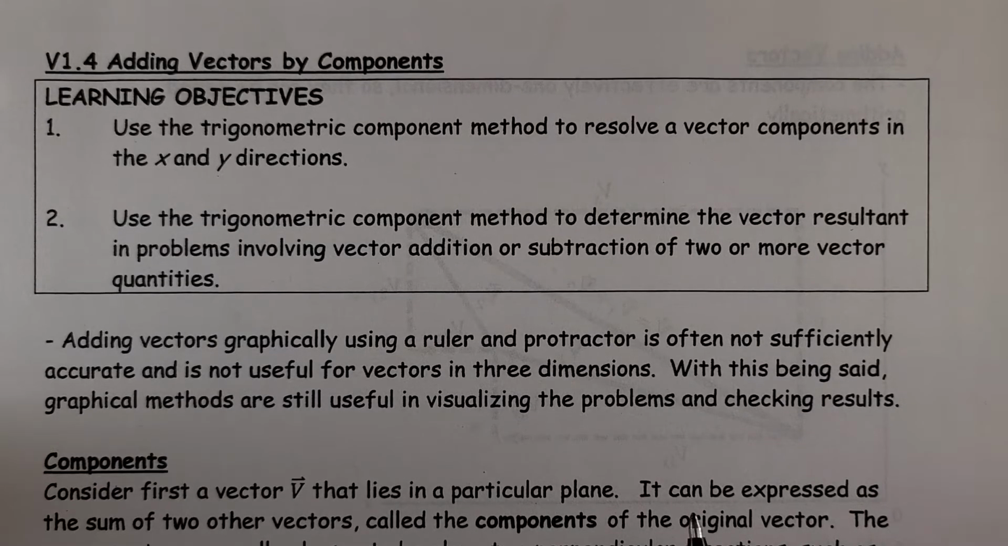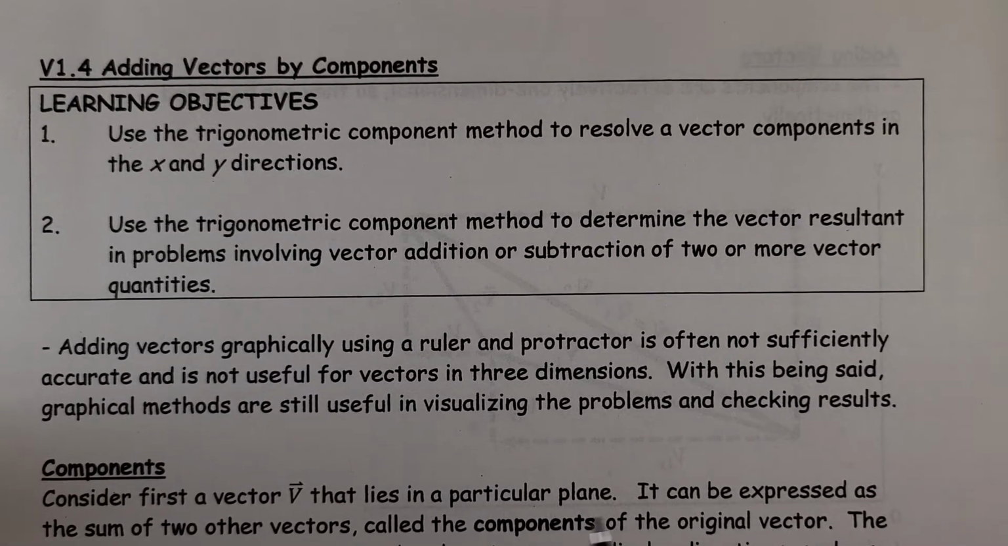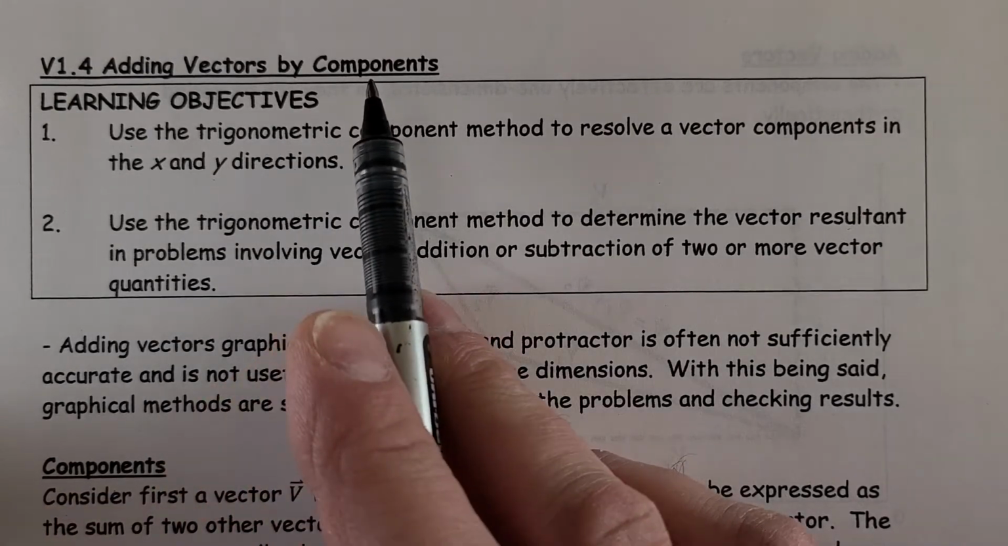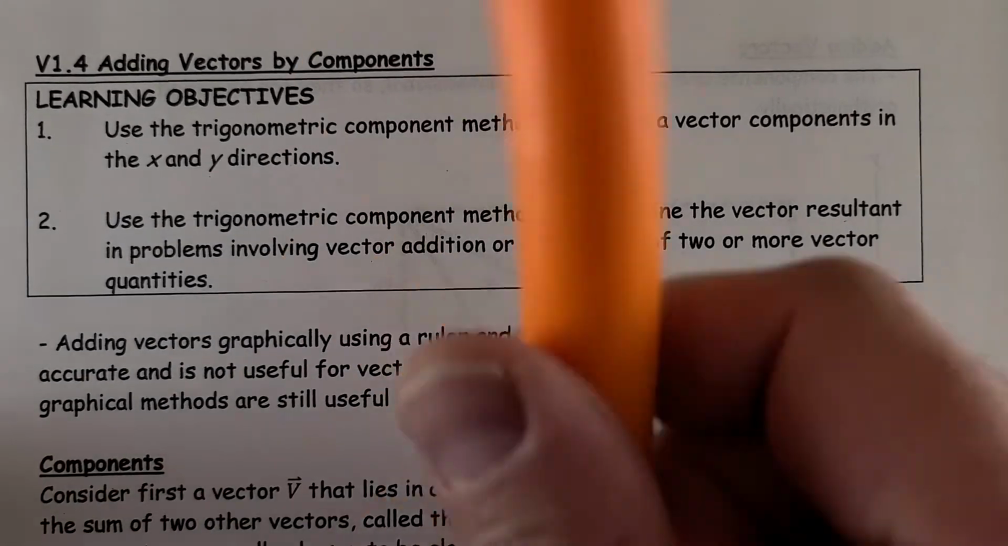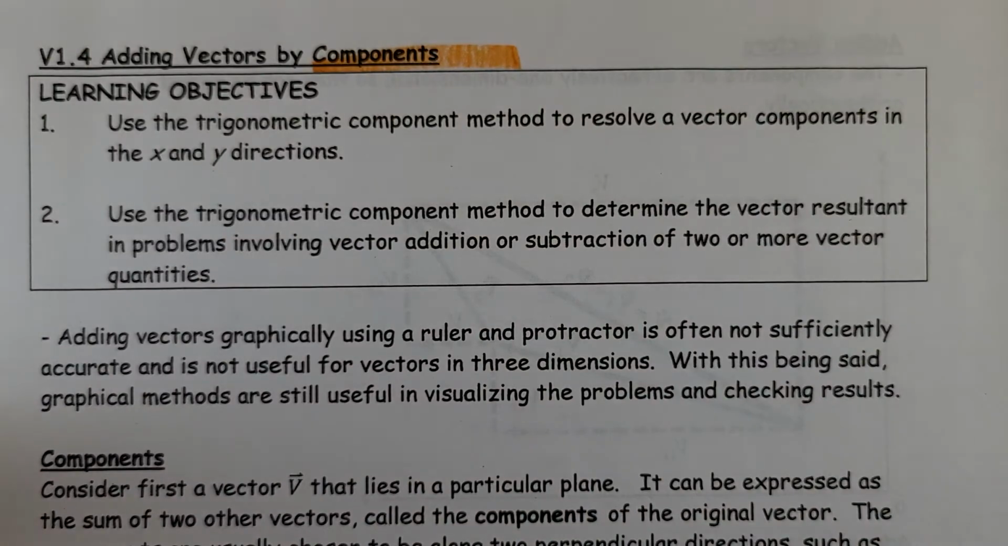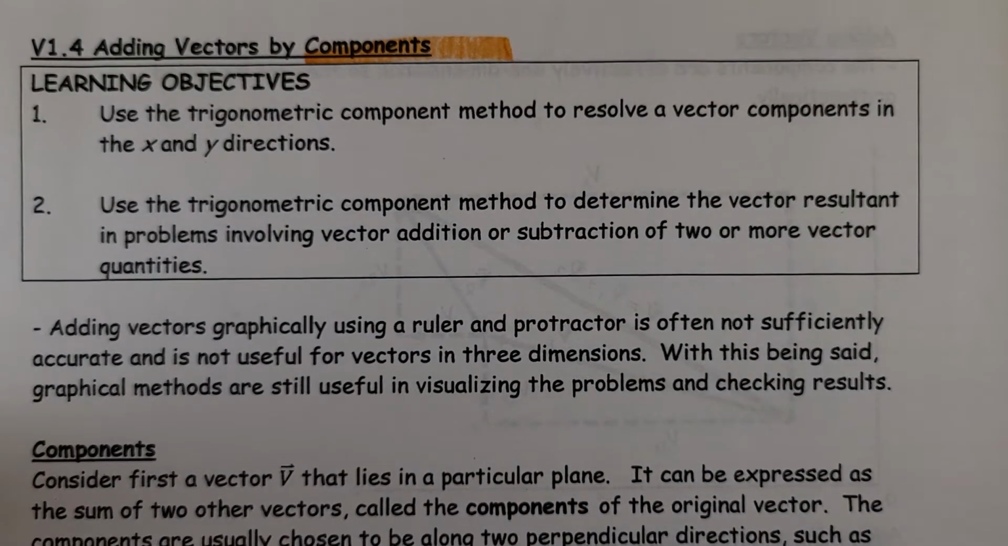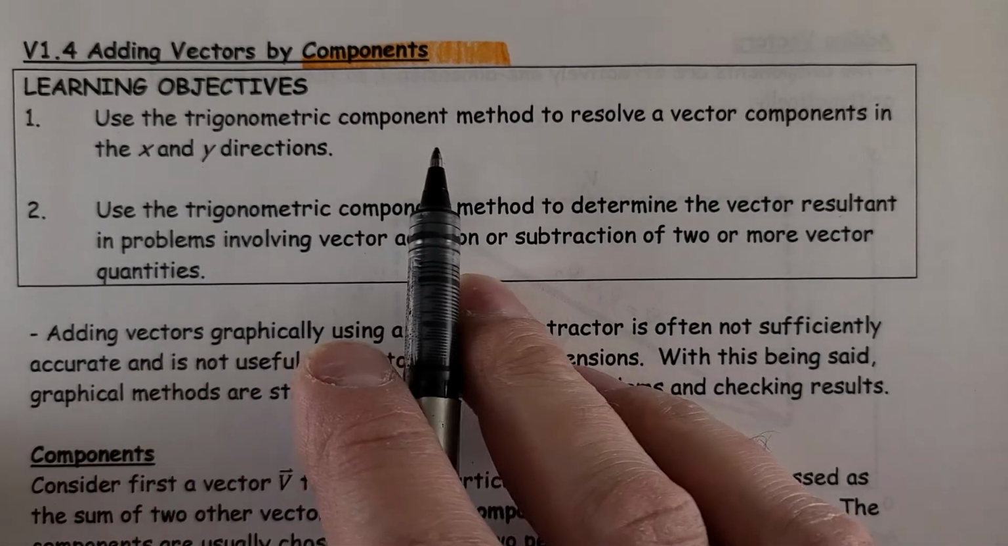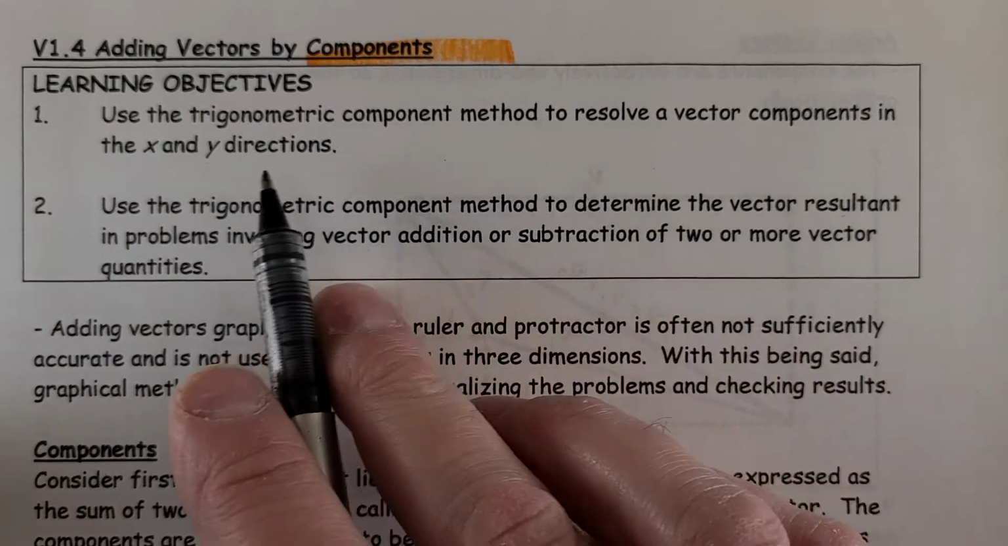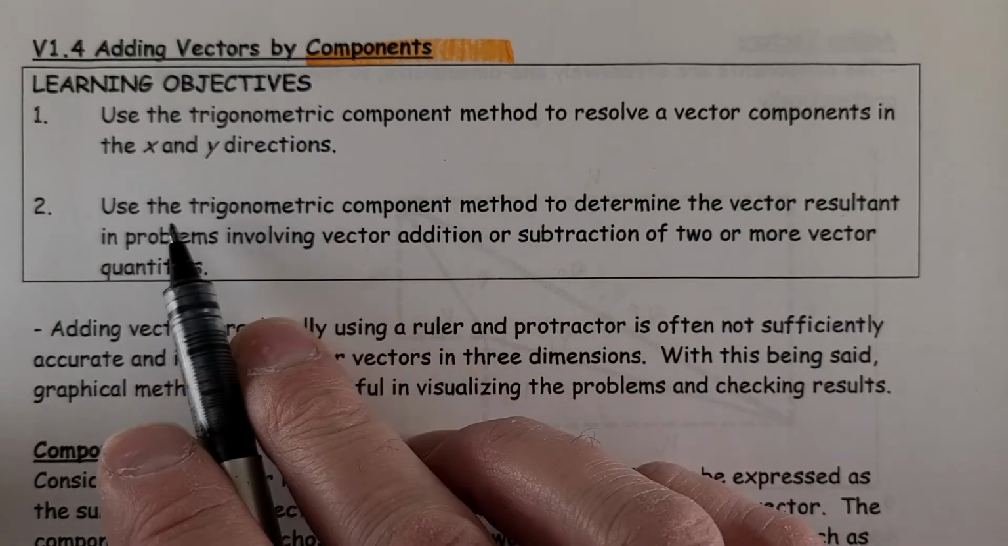Welcome back, Physics 30. This is the last part of the vector section. So V1.4, adding vectors by components. We're not going to be using the graphical method. We'll be using mathematics here. So use the trig component method to resolve a vector into its components in the x and y directions.